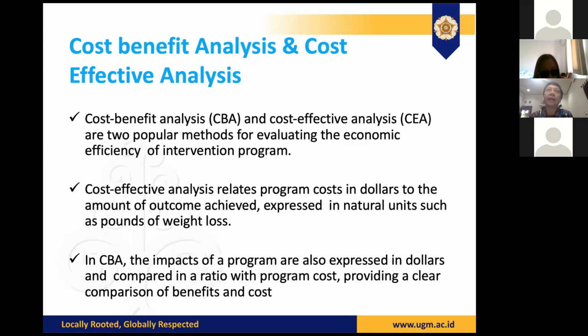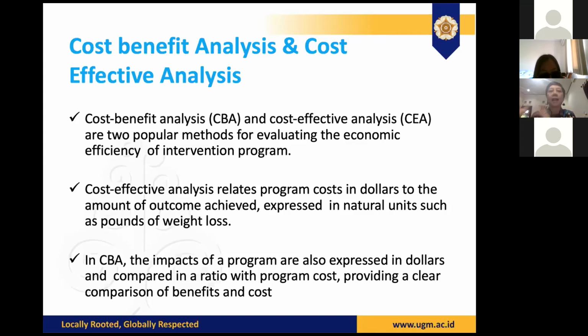You can avoid the cost for illness, dan mungkin juga, misalnya 2 program ini adalah program exercise, you lose your weight, and then because you lose your weight maka keluhannya jadi sedikit, jadi tidak beli macam-macam obat.